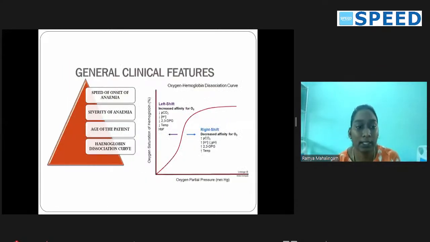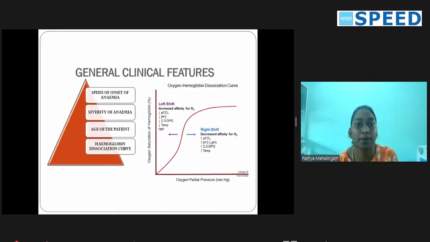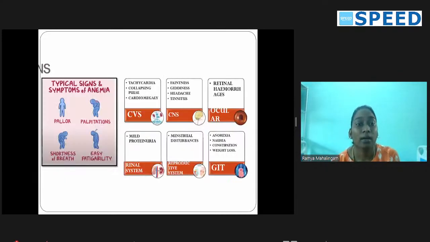So moving on to the clinical features, you can expect the speed of onset of the anemia, severity of the anemia, age of the patient, and hemoglobin dissociation curve can also help in identifying the features of the patient. And symptoms, as we all know, the patient will always have fatigue and muscular weakness. They will feel more lethargic, and headache is usually seen. In older patients, you can expect angina and claudication, confusion, and disturbances. Basically in the signs and symptoms, you can expect palpitation and easy fatigability. All the other symptoms like tachycardia, collapsing pulse, faintness, retinal hemorrhage, mild proteinuria, menstrual disturbances, and anorexia are also usually seen.